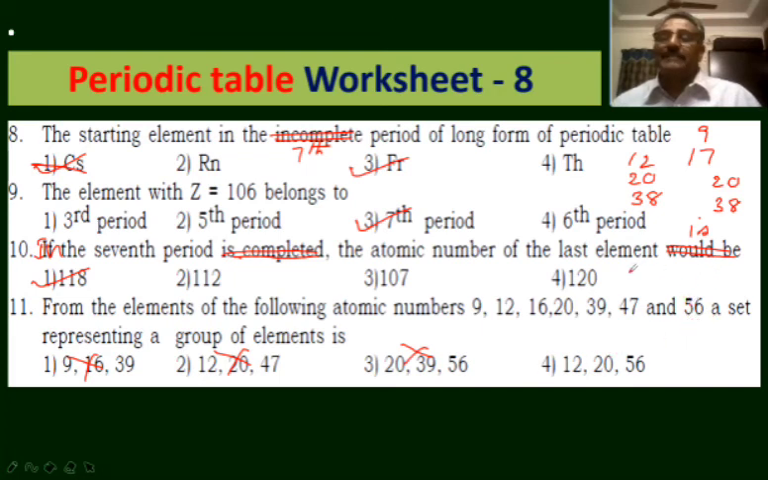The first element has atomic number 12. The atomic number of next element will be 12 plus 8, that is 20. For the next element, the atomic number will be 20 plus 18, that is 38. For the next element, atomic number will be 38 plus 18, that will be 56. All the three, 12, 20 and 56 are present here. So fourth option is the correct option.